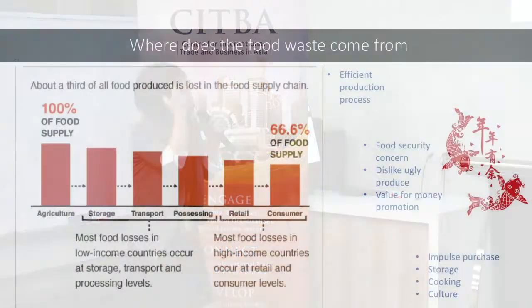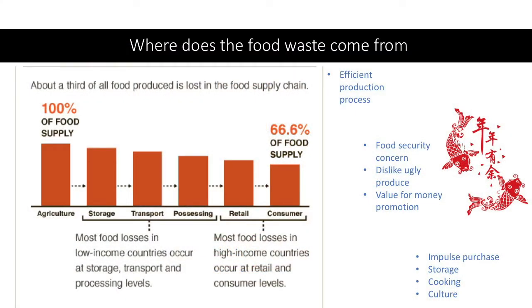So we may wonder, yes, we're wasting food, but where does that food waste come from? Basically, if you take a look at the source of the food waste, it comes from the whole supply chain. According to some research, in developing countries, most of the food losses occur at the storage, transport, and processing levels. However, for Singapore, we are a high-income country, and most of the food losses actually occur at the retail and consumer levels.